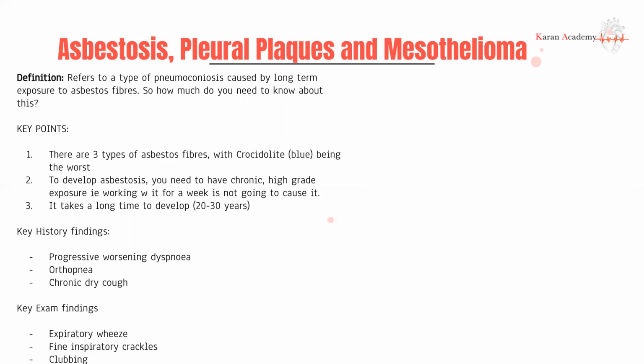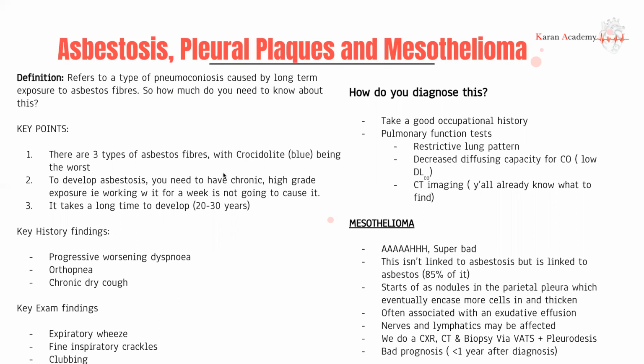On history, you would often find progressive dyspnea, orthopnea, and a chronic dry cough. And exam findings would show an expiratory wheeze, fine crackles, and clubbing. How do you diagnose this? Take a good occupational history, and I won't be going through this at the moment.